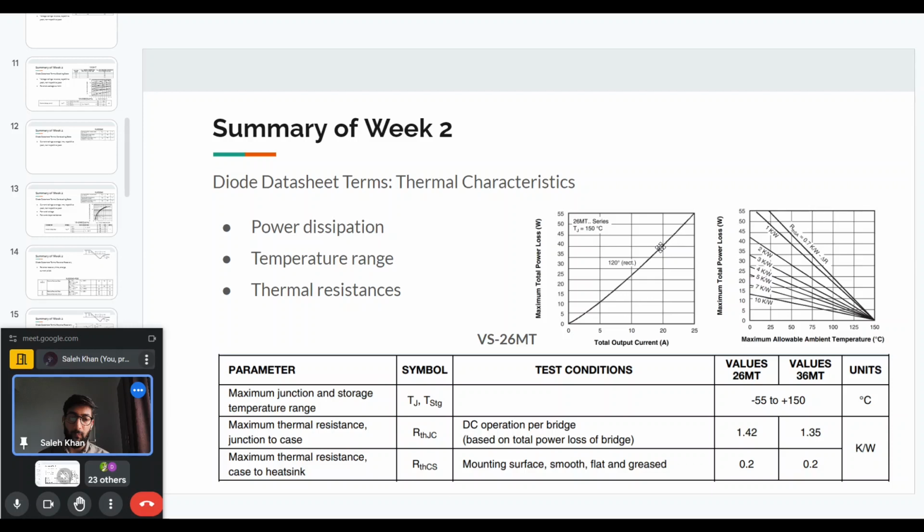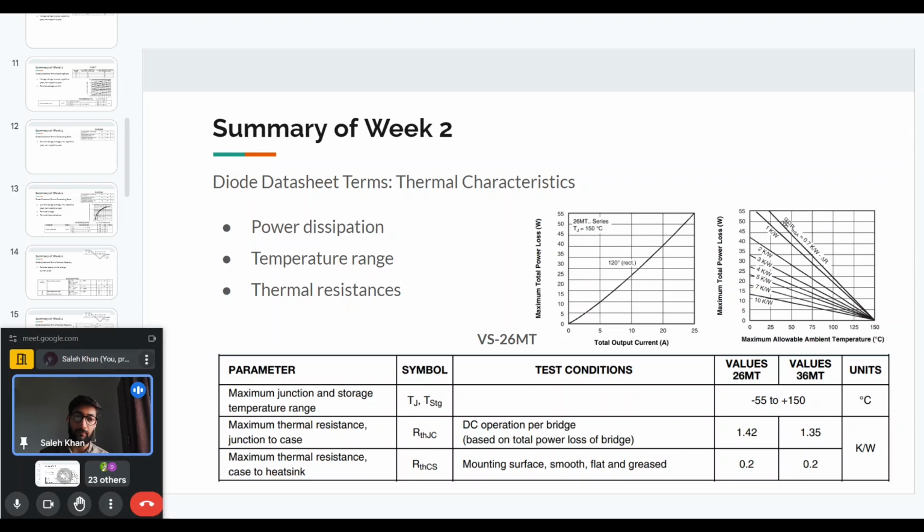A smaller thermal resistance of the heat sink will mean the heat sink is also bigger and maybe has some fan or some liquid cooling system. But basically, if you want to go to higher powers, then your heat sink thermal resistance should be as low as possible. So this was about the thermal characteristics of the diodes.